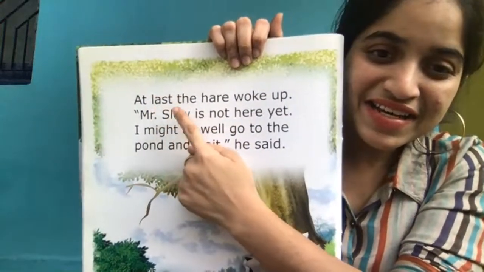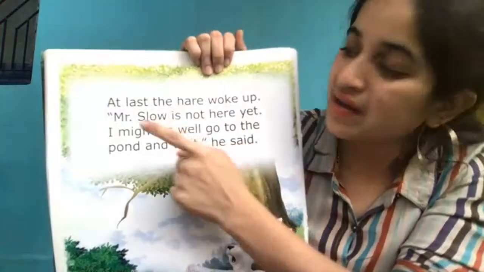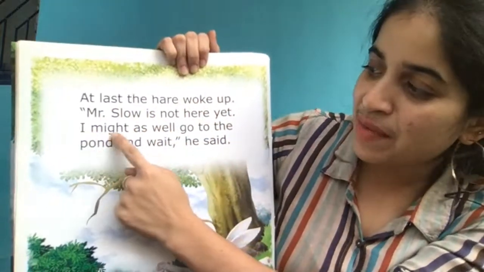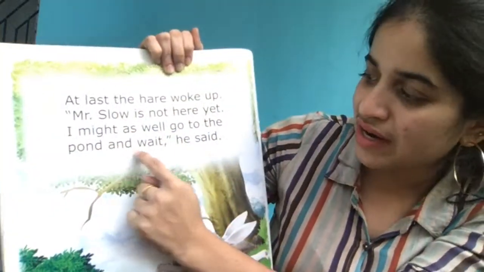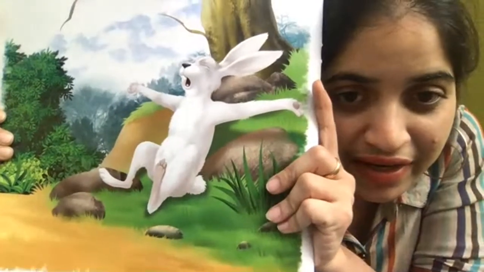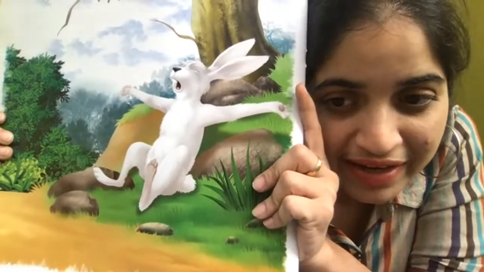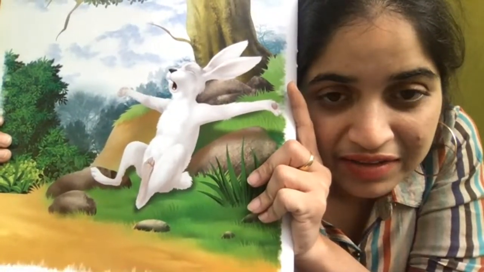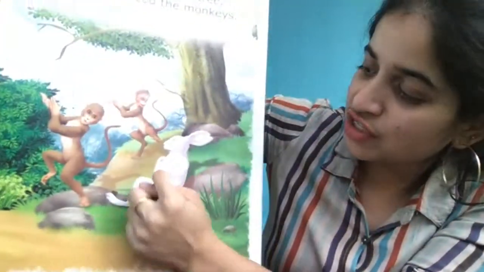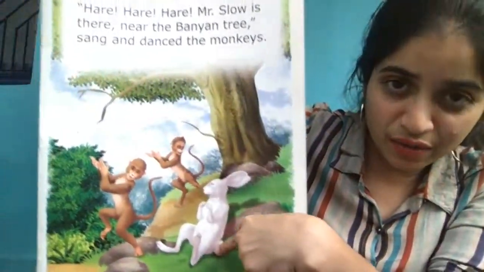At last, the hare woke up. Mr. Slow is not here yet. I might as well go to the pond and wait, he thought. Slowly, look at this, children. The hare got up now. Aditya, Akshat, look here. He thought of going to the pond and then waiting there.